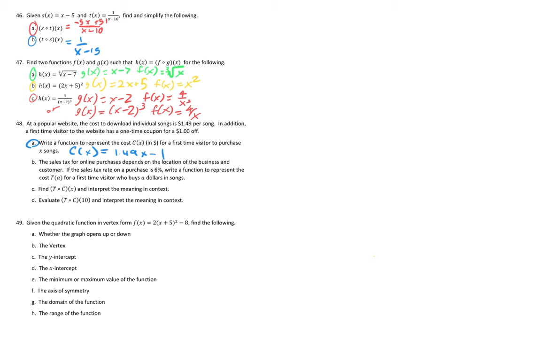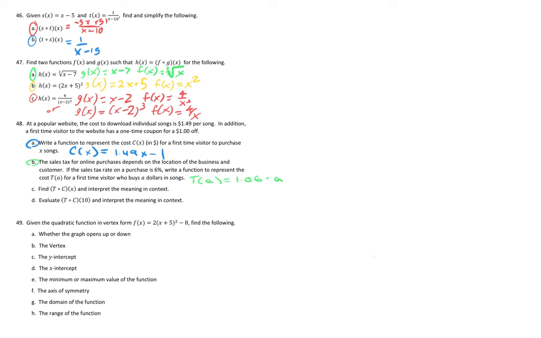For part B, we're asked: the sales tax for an online purchase depends on the location and customer. If the sales tax rate on a purchase is 6%, write a function to represent the cost T of A for a first-time visitor who buys $A in songs. So if our sales tax rate is 6%, that means we're increasing by 6%. So T of A is just going to equal 1.06 times A. We add that 1 right here so that we actually increase when we multiply.